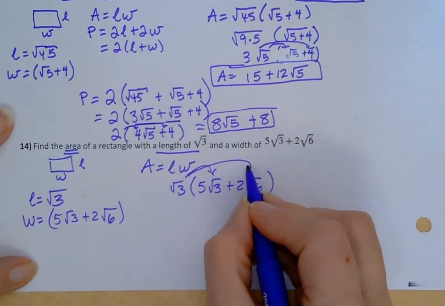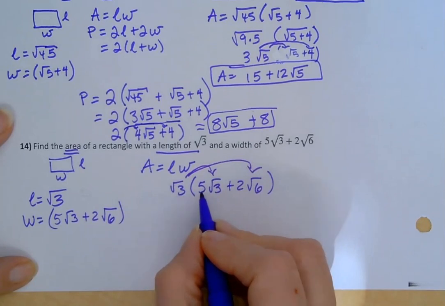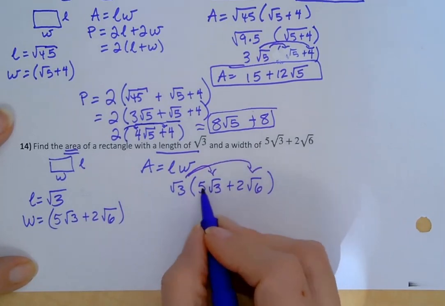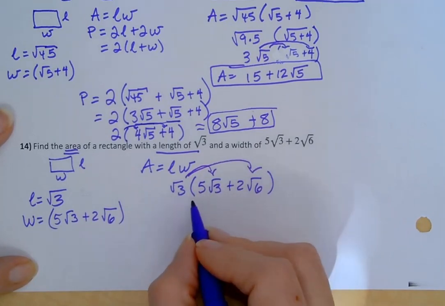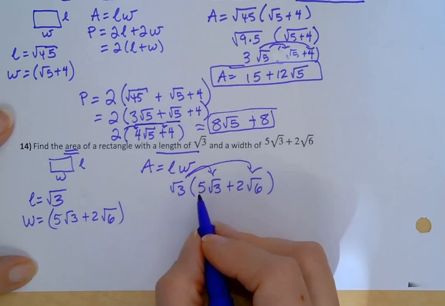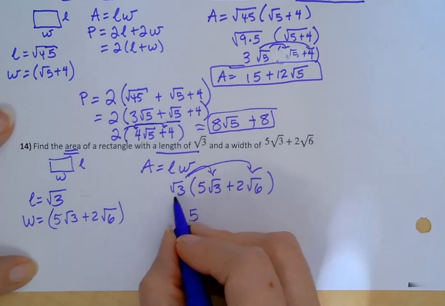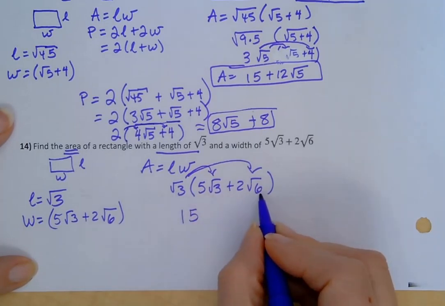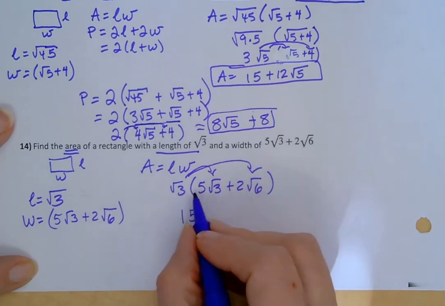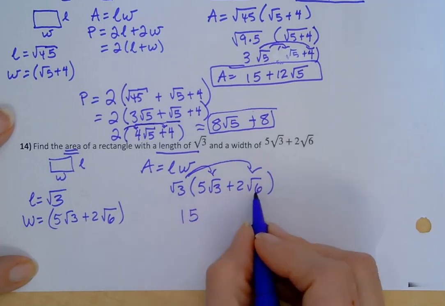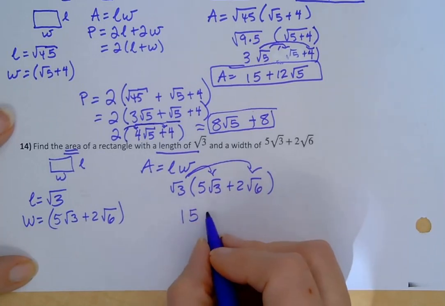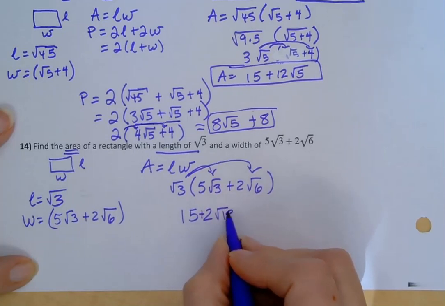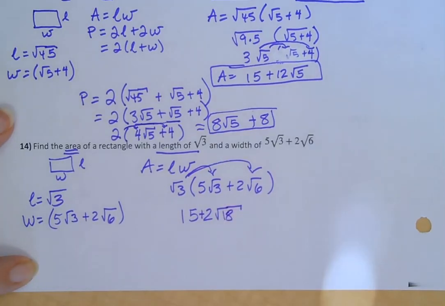Distributive property. Square root of 3 times 5 times square root of 3. I'm going to arrange it so that it's 5 times the square root of 3 times the square root of 3. It's really 5 times 3, right? It's 15. Square root of 3 times 2 times square root of 6, it's really 2 times the square root of 3 times 6, so it's 2 times the square root of 18. Whoopsie, I'm adding plus 2 times the square root of 18. And I know that I can simplify square root of 18.